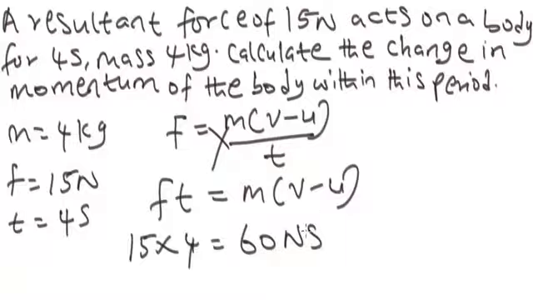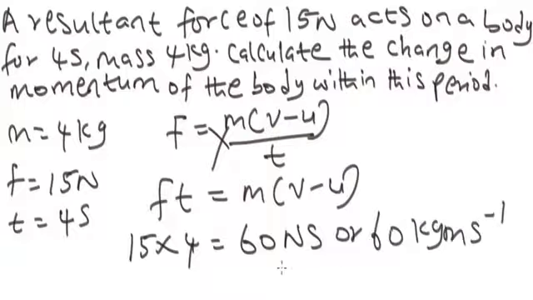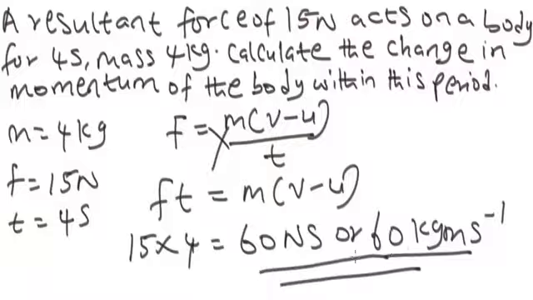60 Newton seconds. You either leave it in this unit or 60 kilogram meter per second. So either of the units will work. Note that we didn't consider the values here because the equality sign here means that what is here is proportionate to what is here. So since we have the parameters for what is here, F and t, we just make use of it. 15 times 4 is 60, so 60 is equal to the change in momentum. So that will be the answer to this question.